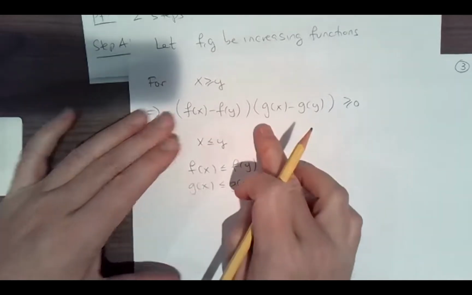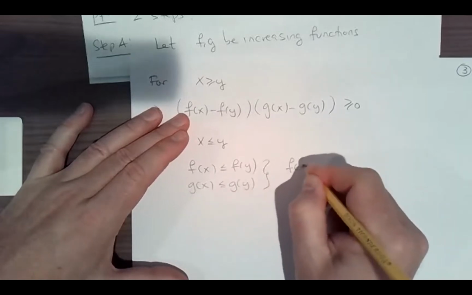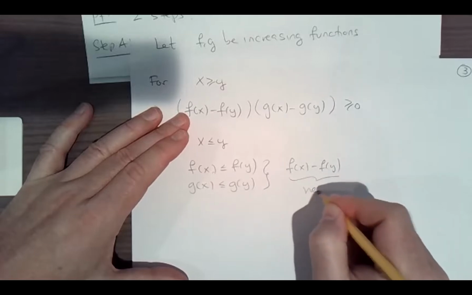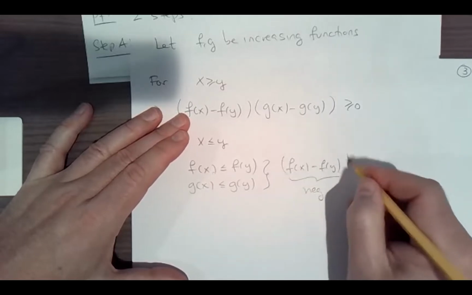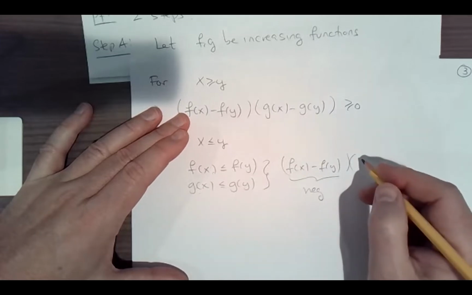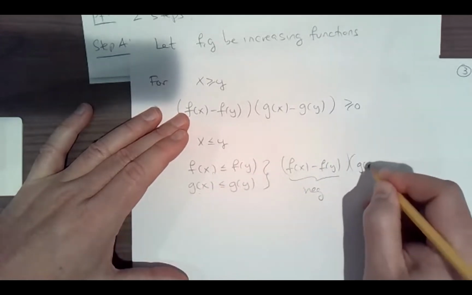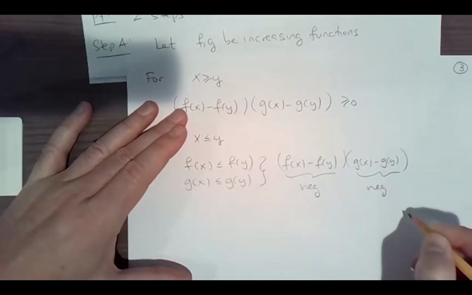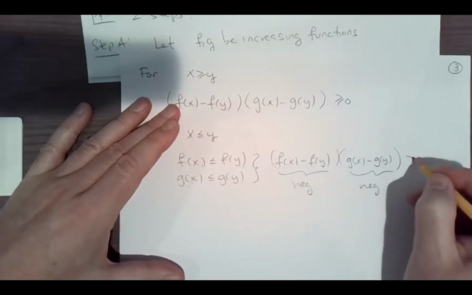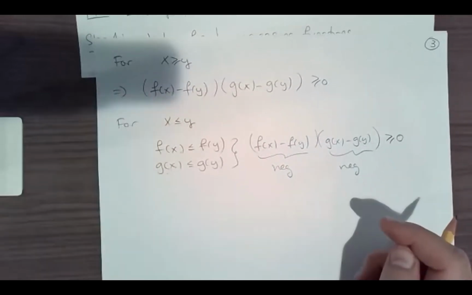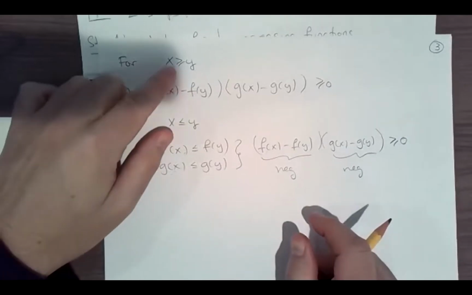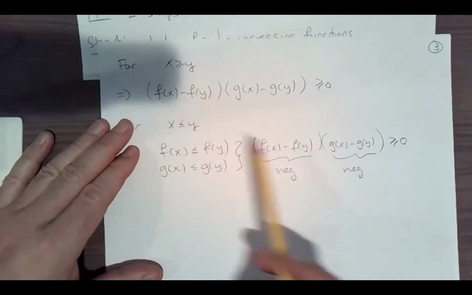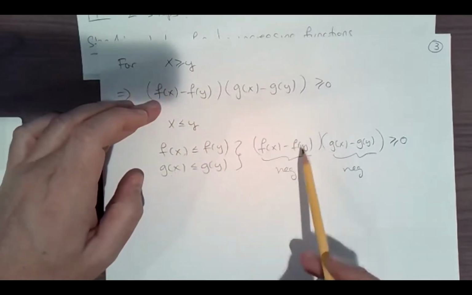But when I multiply them together, I'm going to get that f of x minus f of y, right? So now that's going to be negative. And I multiplied on g of x minus g of y. This is also going to be negative. So I take two negative numbers, multiply them, and get something that's positive. Right, so we see that no matter what x and y are, whether x is bigger than y or x is less than y, this product up here is always positive.